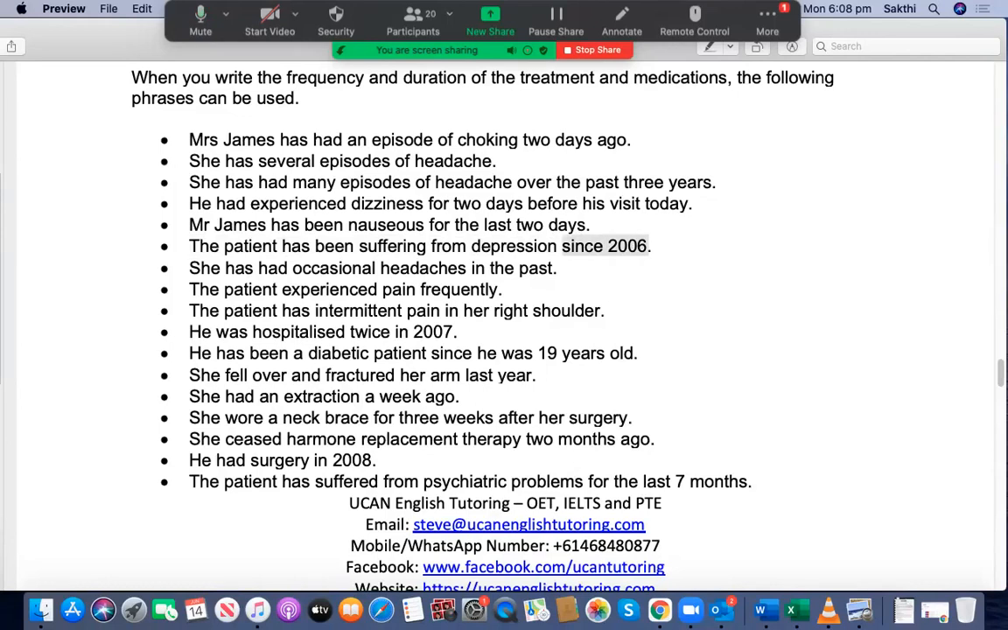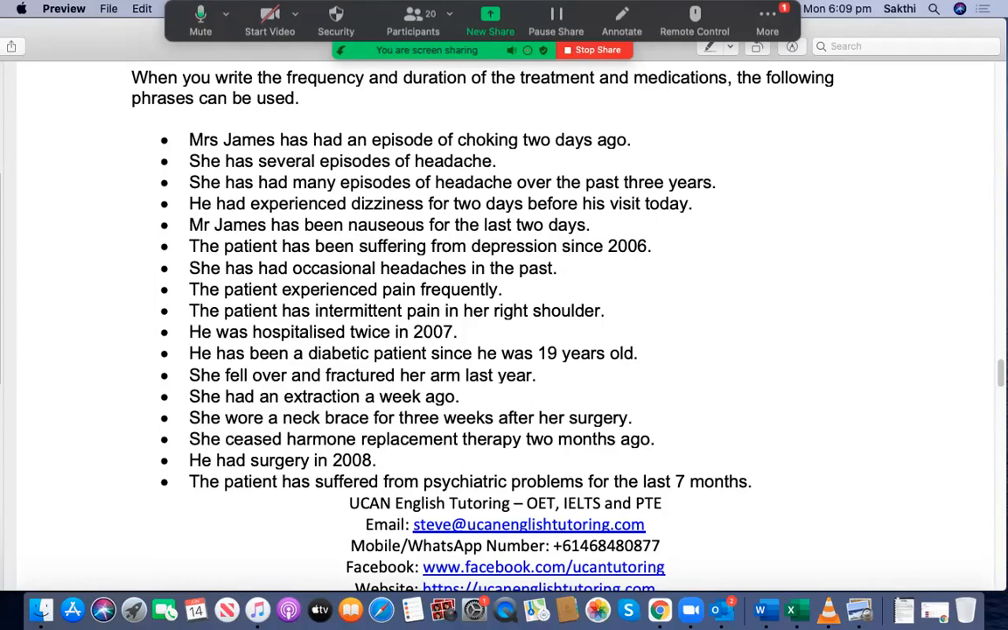So the patient has been suffering from depression since 2006. It is ongoing now, and that's why we have used the present perfect continuous tense: it has been, and then verb plus ing. Someone was asking me a question. Yes, sir, the patient has been suffering from depression since February 2006 is correct. Also, since 21 June 2006 is correct, because it is a specific time. It's not giving the duration.